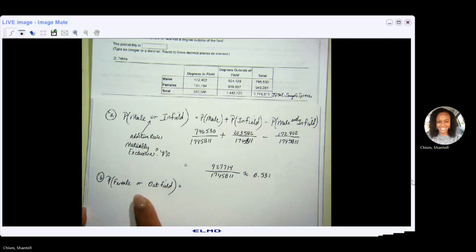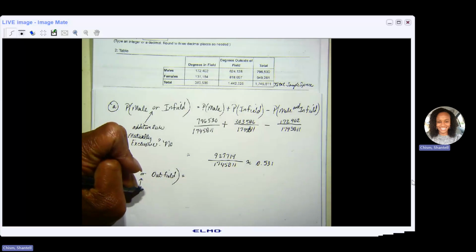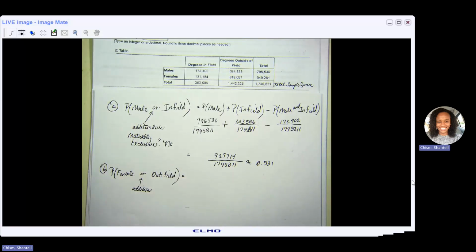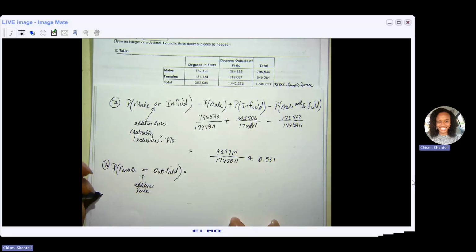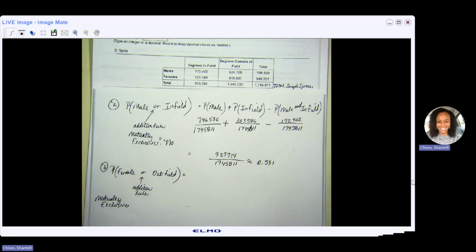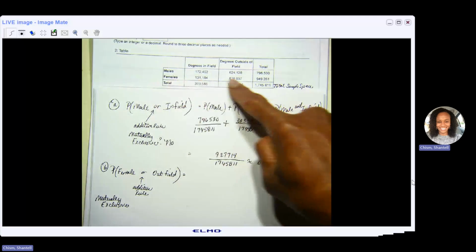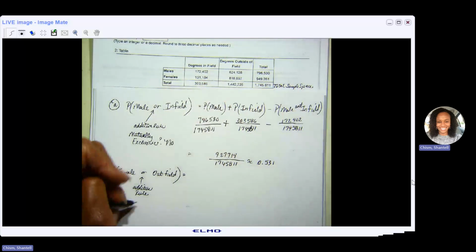So again, take a look at your connecting word. It's or, which indicates addition rule. When it's and, it indicates multiplication. But when it's or, it's addition rule. And when you have the addition rule, the question of exclusivity comes into play. Are they mutually exclusive? And in this case, if you have a row intersecting a column, they are not. So females is a row, it's the second row. Outfield, degrees outfield is a column. They intersect each other. So are they mutually exclusive?